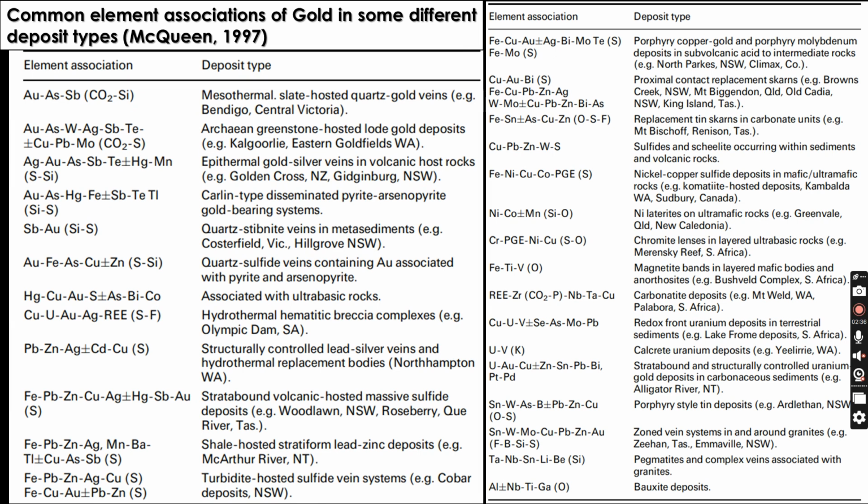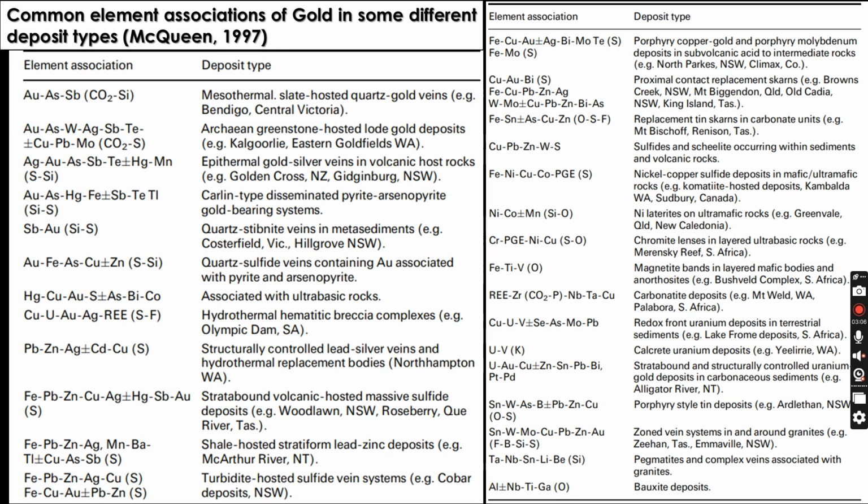That association must be understood clearly, and we should not identify pathfinders blindly. We must understand the deposit type as well. Certain pathfinder elements can be geochemically associated with gold for a particular type of mineralization, whereas that same pathfinder element cannot be useful for other types of gold mineralization.